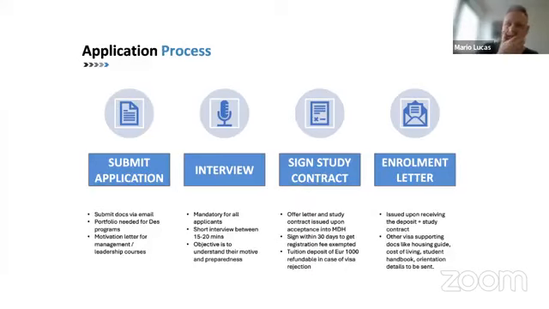And you can see here the application process. So first of all, a submitted application is required, and then further on in the process, you will be interviewed in the form of short interviews between 15 to 20 minutes. The objective is to understand your motivation and preparedness. And then after you pass the interviews, you can sign the study contract. And then in the end, the enrollment letter is issued upon receiving the deposit and the study contract.